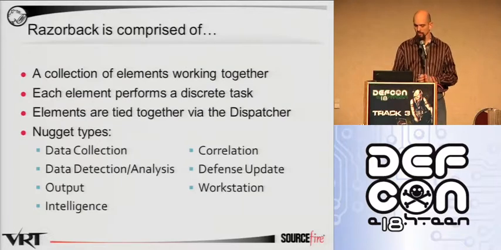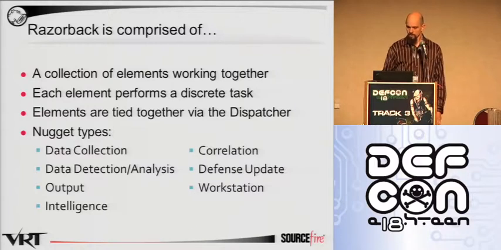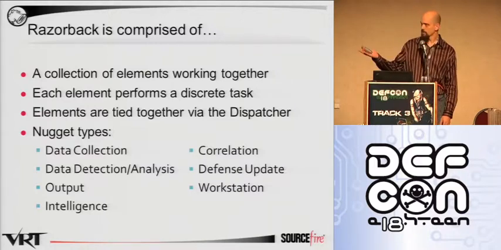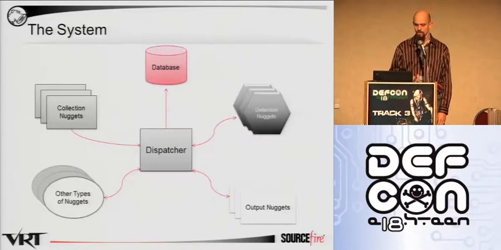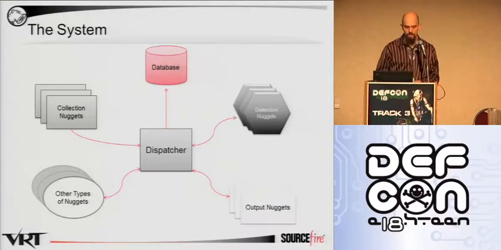Okay, as I said, everything in the system is a nugget. The nuggets have a single task that they do, and they feed their information to and from the dispatcher to achieve the goals of the greater task. So as we said, there are a bunch of different nugget types, and we'll talk about each one in a moment. And the overall view, as you can see, the dispatcher is what ties everything together.